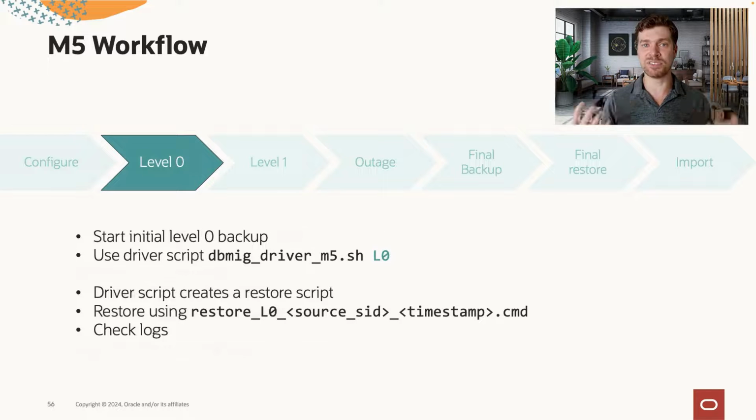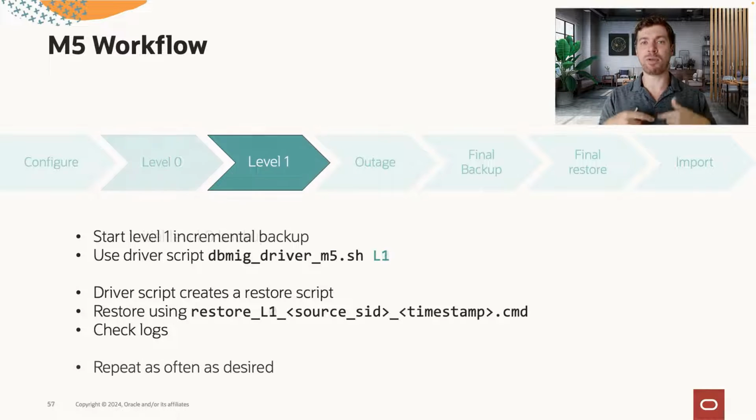Next slide, level 0 backup. So now it's time to take your first level 0 backup. This is a full database backup. You run that in your source system. How do you run that? You call the migration driver script with this L0 option at the end. So the script will create all the backup sets for this level 0, and also this restore script, restore L0 something.cmd. This is the script you need to execute in your destination server in order to restore those backups there, okay? It's always important to check the logs after you run the backup and also after you run the restore.